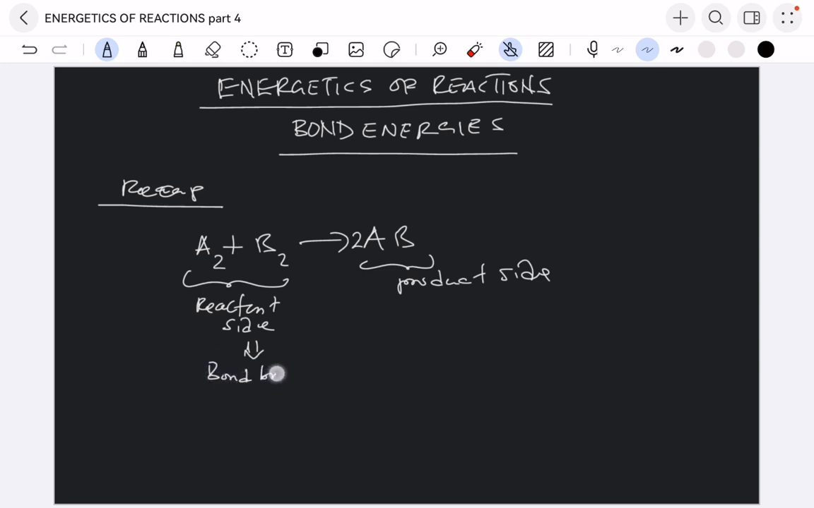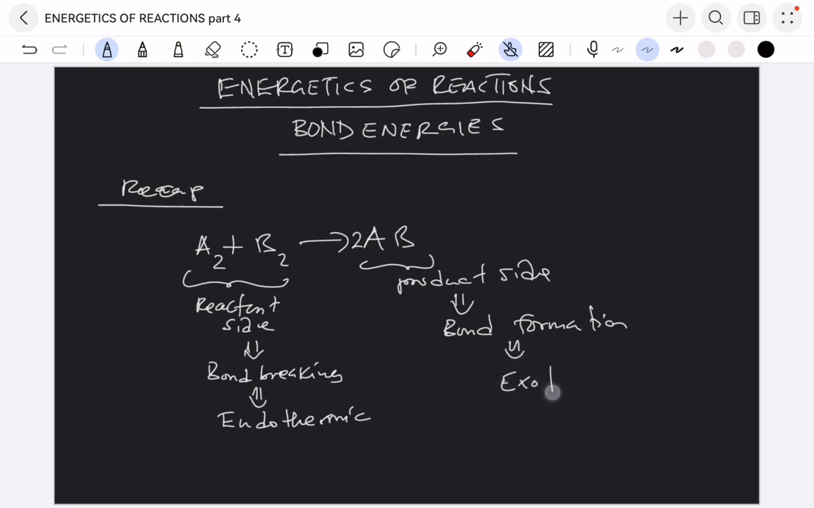So we mentioned that the reactant side experiences what we call bond breaking. Then the product side experiences what we call bond formation. Now, bond breaking is known as endothermic. Bond formation is known as exothermic.